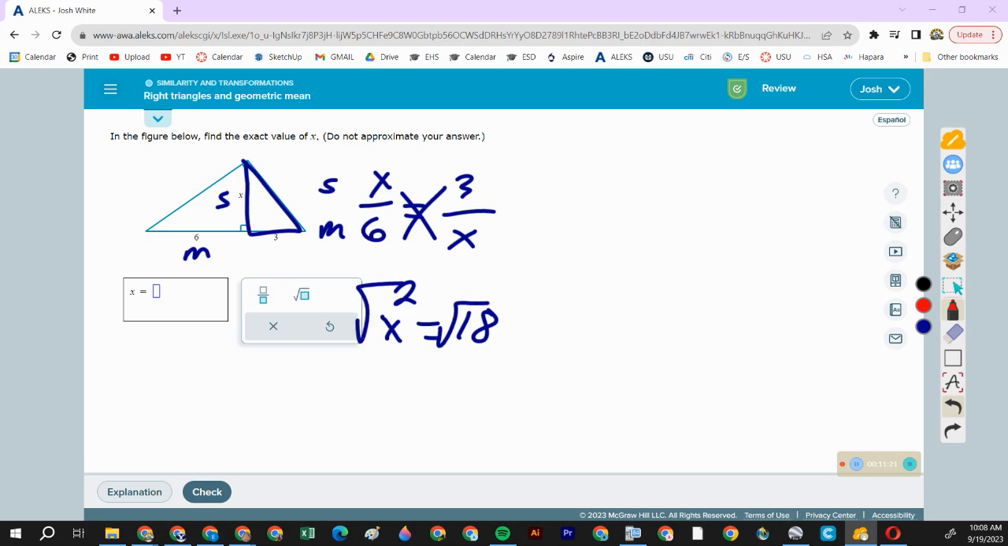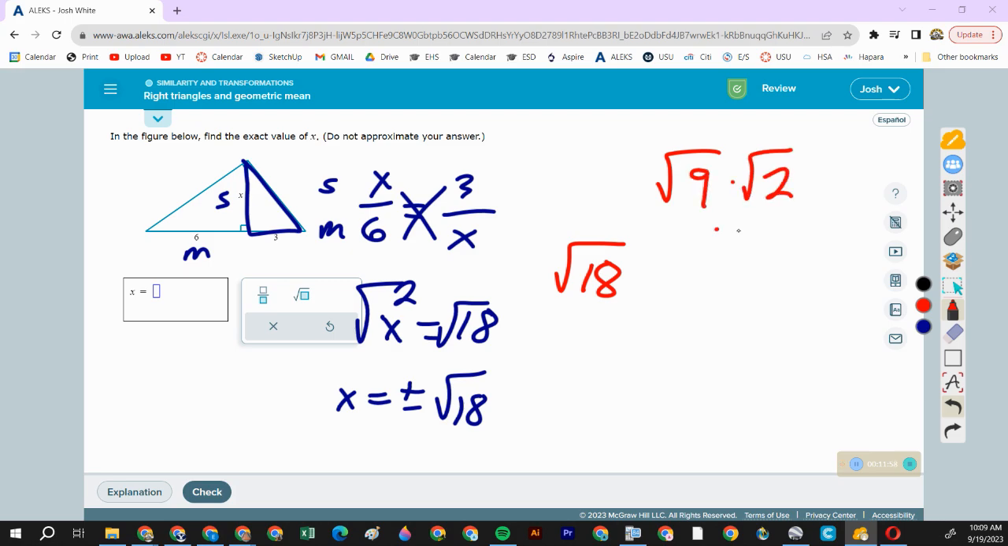Okay, and then I square root and I get x equals plus or minus the square root of 18. Can x be negative in this case? Can you have a triangle side length that's negative? No. So we just get the square root of 18. How do we simplify that? So you look for its perfect squares. 9 is a perfect square. So it's the square root of 9 times the square root of 2, 3 root 2.